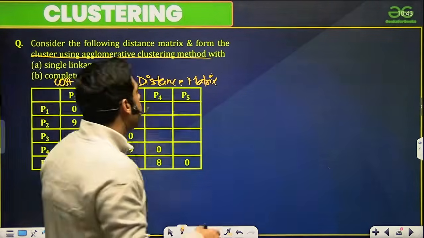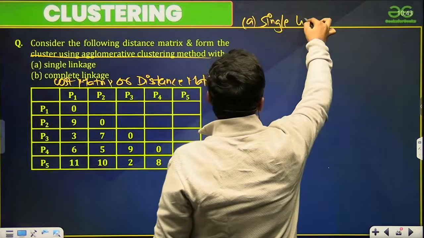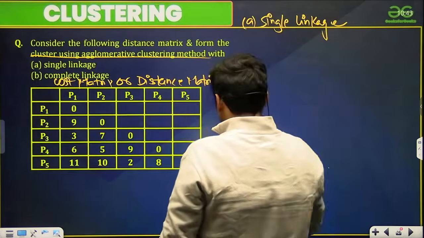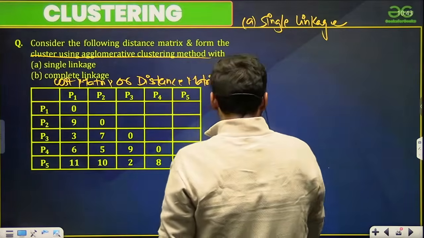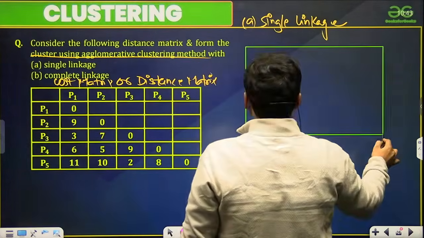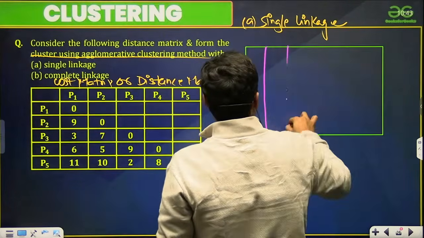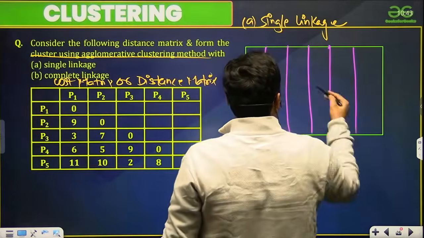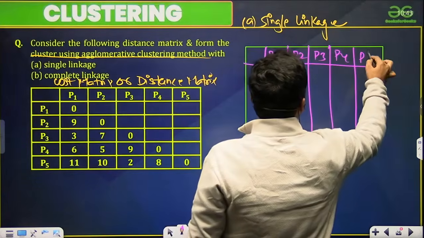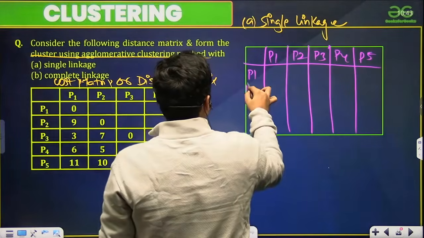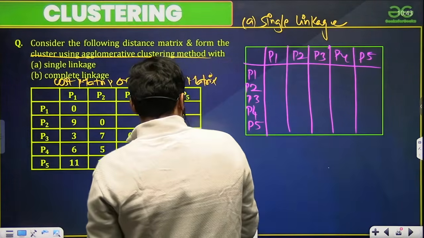Here I would start with single linkage. Again I'll draw the table. I have a total of 5 elements. Here I have p1 p2 p3 p4 and p5, and similarly here also I have p1 p2 p3 p4 and p5. So we have a total of 5 elements.